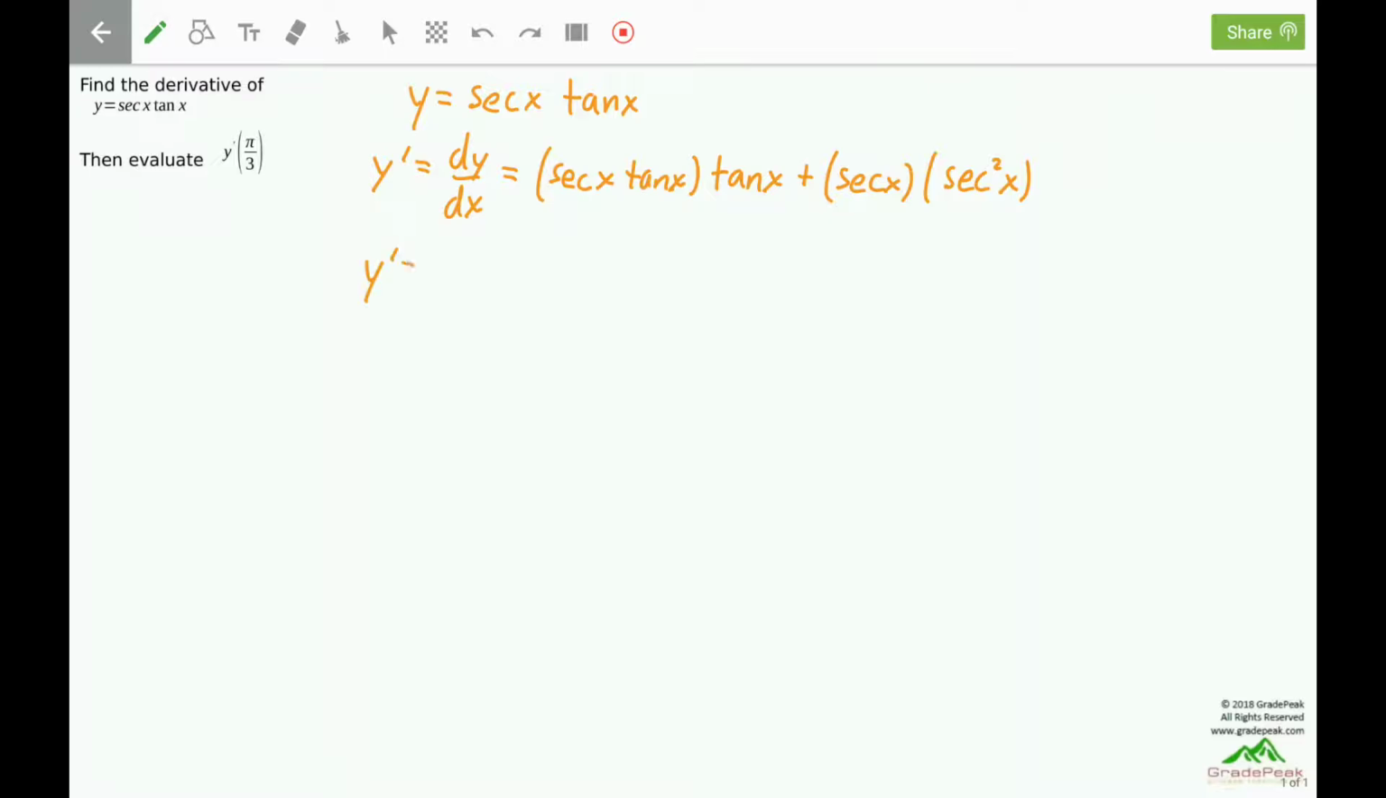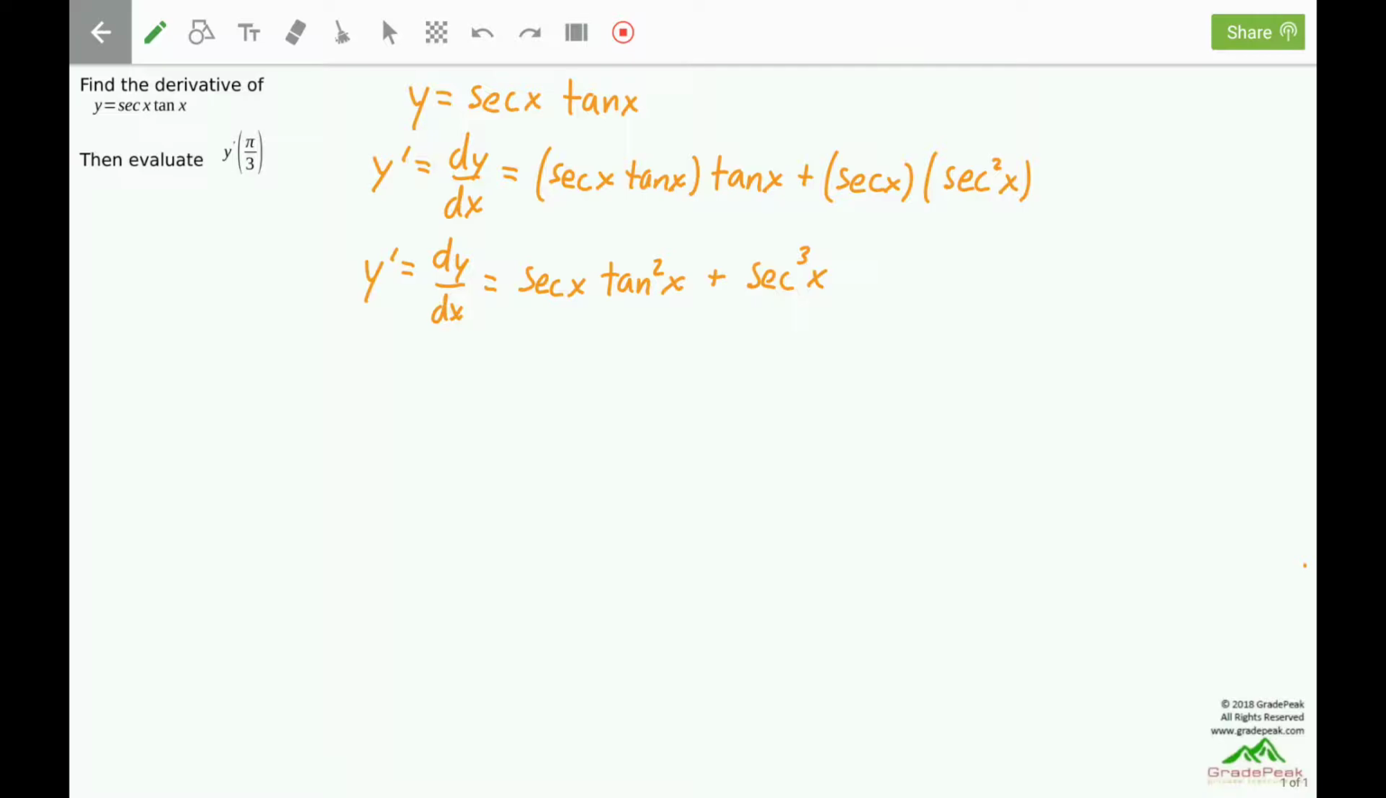So y prime, or dy dx, is equal to the secant of x times a tangent times another tangent, which we can write as tangent squared of x, plus the secant times the secant squared of x, which will be the secant cubed of x. We add the exponents. 1 plus 2 is 3. So there's our derivative y prime or dy dx.